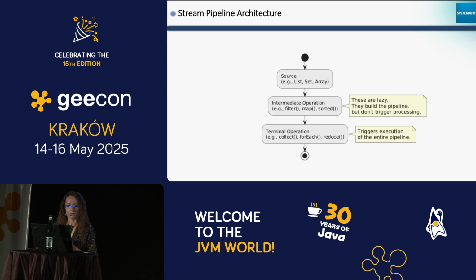Good. And if I were to simplify the text by showing you a diagram, it will be something like this. So we have the data flowing from the source. Then we apply the intermediate operations, which I mentioned that they are lazy. They build the pipeline, but they are not triggered at that moment. And we end up with the terminal operations that actually trigger the execution and provide us the results.